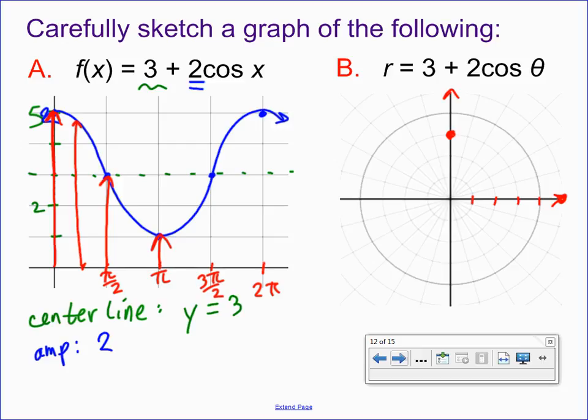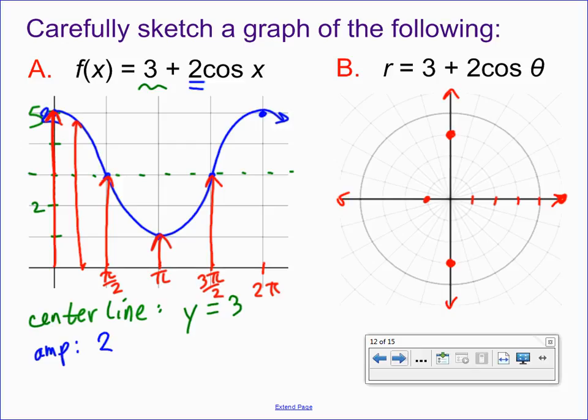In the pi direction, we want to travel an r value of what? 1. You guys see that? That corresponds to that point in the coordinate plane. In the 3 pi over 2 direction, we want to travel an r value of what? 3. So we're going to go 3 in the 3 pi over 2 direction. That is right here. That's pretty sweet.